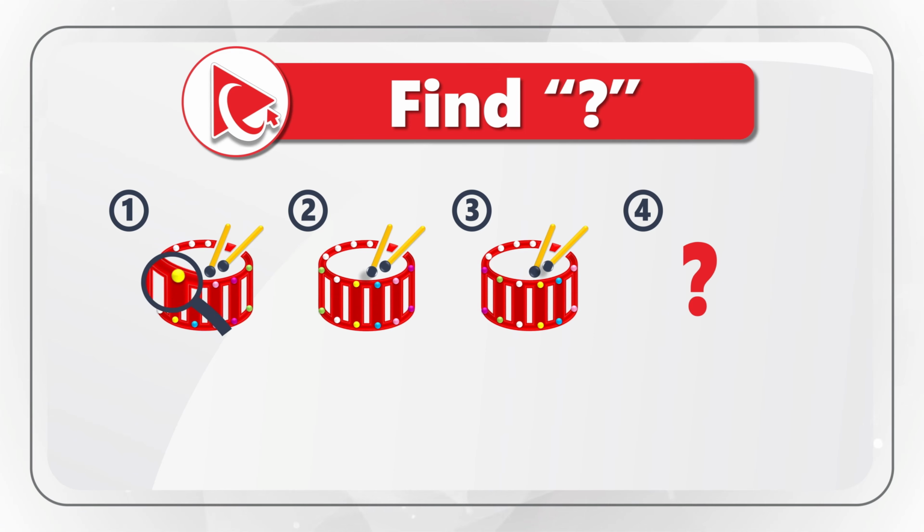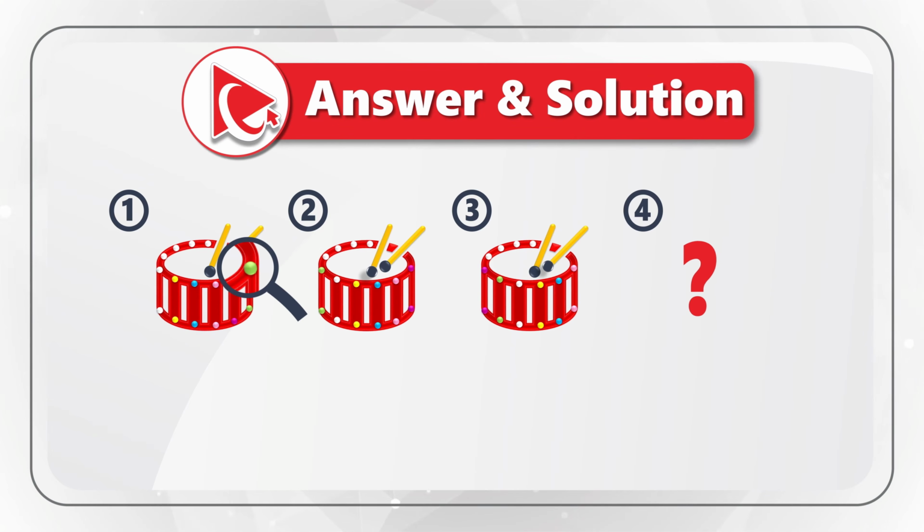We have white, yellow, blue, pink, purple, and green. If we go to drum number 2, you see that the dotted pattern shifts as it goes from left to right, and then this pattern restarts. For example, the last dot in drum 1 is green, but then in drum 2, this green dot restarts the pattern. To get to the correct answer, we need to continue shifting the pattern and get to the correct pattern for drum number 4.